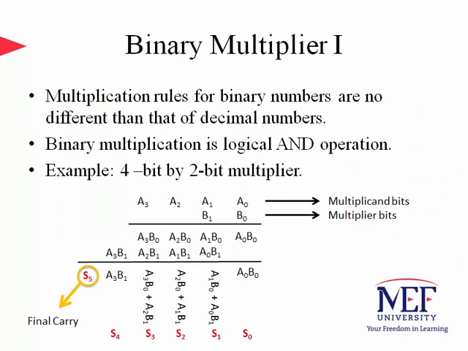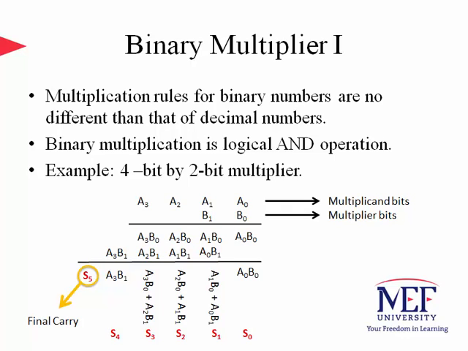Next, it's time to explore the binary multiplication logic. The rules for multiplying two binary numbers are quite similar to the rules of decimal number multiplication. Single-bit binary multiplication is an AND operation because the output of the multiplication operation is 1 if and only if both of the inputs are 1, which defines the functional operation of an AND gate.